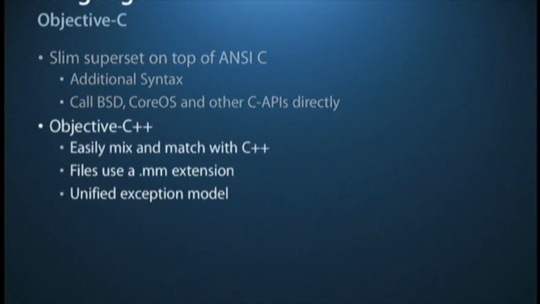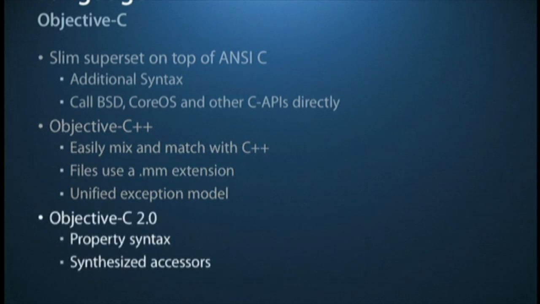Now, Objective-C++ sounds like a new language, but it really isn't. All it means is that you're mixing C++ and Objective-C in the same file. Typically, your files will end in a .mm extension, but you can override that if you need to within Xcode. In the macOS 10.5 runtime, we unified the Objective-C and C++ exception model, and now we brought that latest modern runtime to the iPhone so that you can throw and catch exceptions across language boundaries.